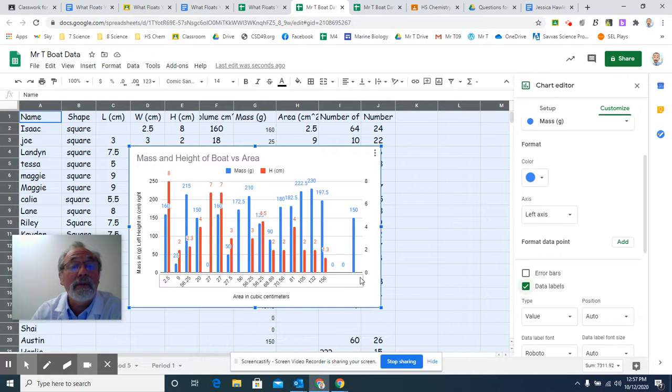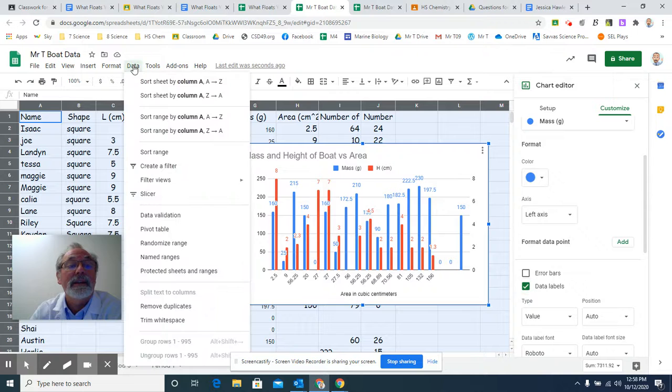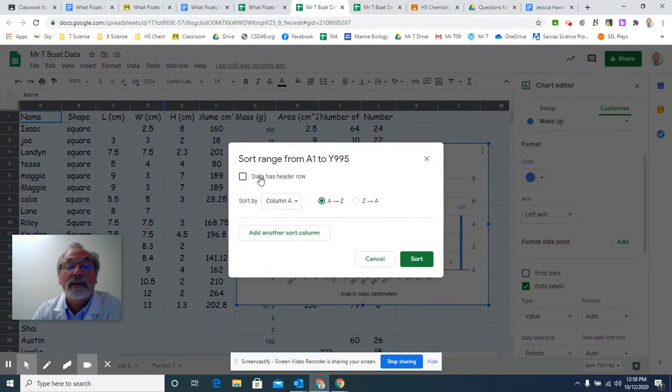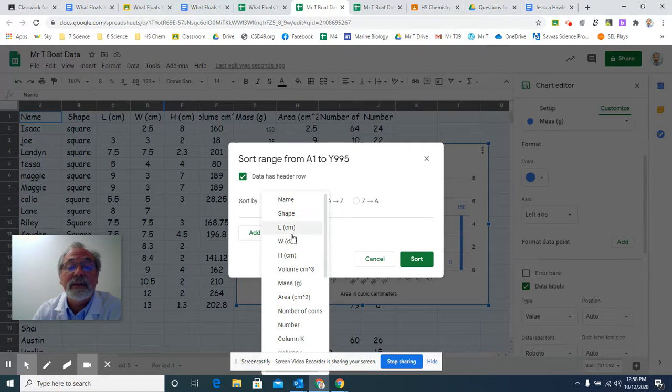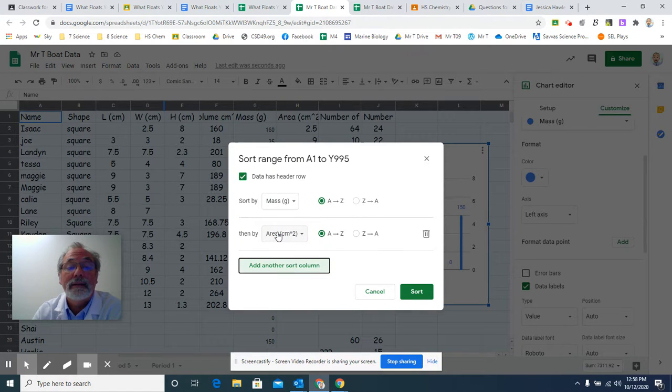Now what I want to do is sort my data in different ways. So this is what it was sorted as strictly off of the area. And it looks like as the area increases, the volume tends to increase. So let's do it a little differently. Let's go to data, sort range. That's going to select the header. And this time I want to do it by mass. And this time I want to do it by area. See what that does.